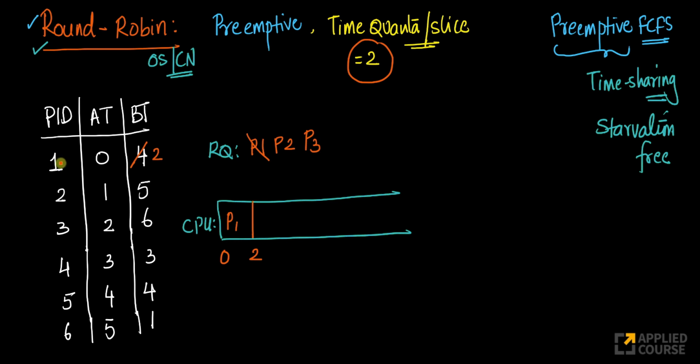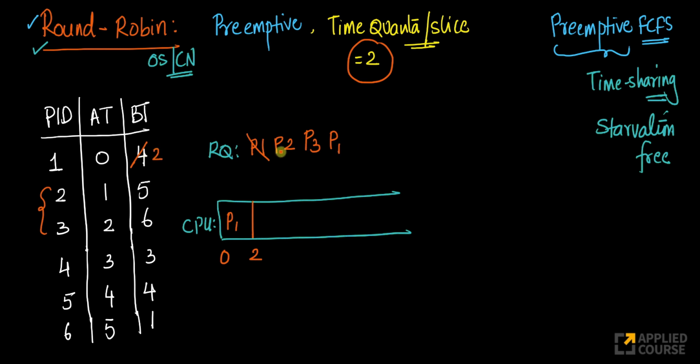Now we check whether P1 has completed or not. P1 hasn't completed because it requires 2 more seconds of CPU time. Since it's not completed, we add it to the end of the ready queue, at the very end, after all the processes which came till now have been added. P1 hasn't yet completed its execution because it requires 2 more seconds of burst time, so we add it to the end of the queue.